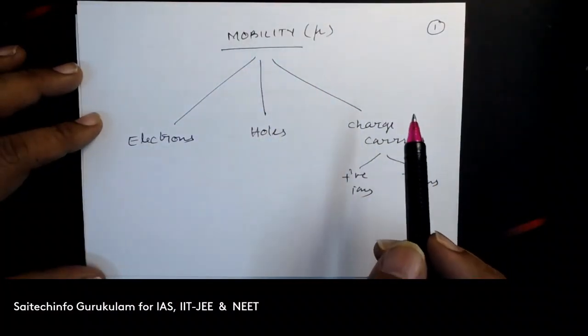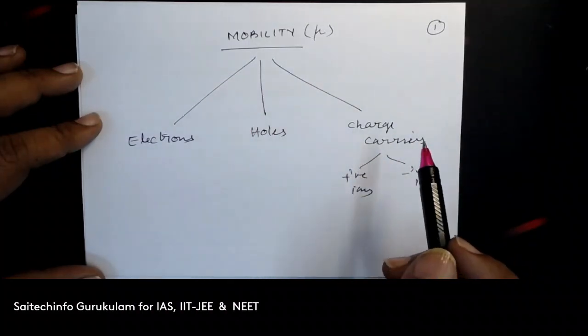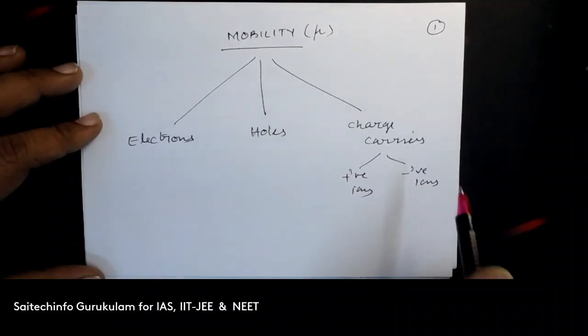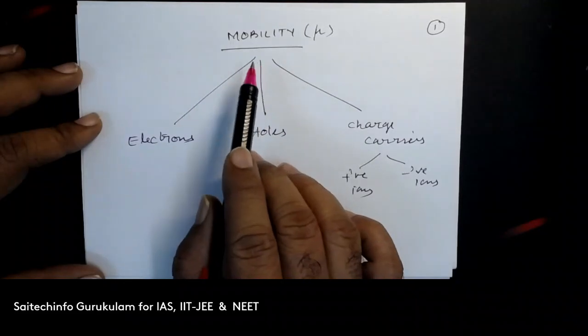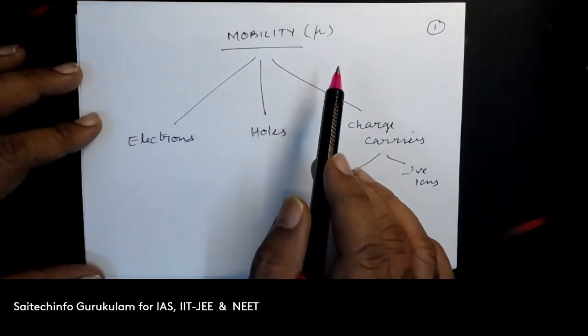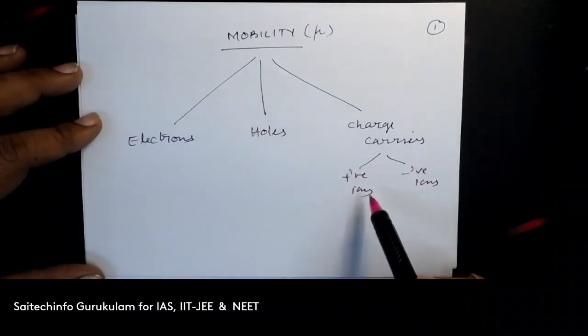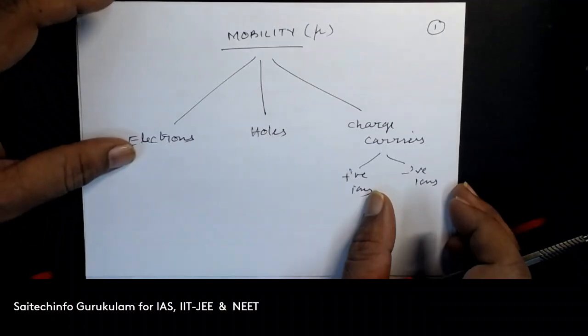Mobility. Mobility of electrons or holes or charge carriers like positive ions or negative ions. It is the ease of movement of such type of charge carriers like electrons or holes or ions. This is represented by mu.